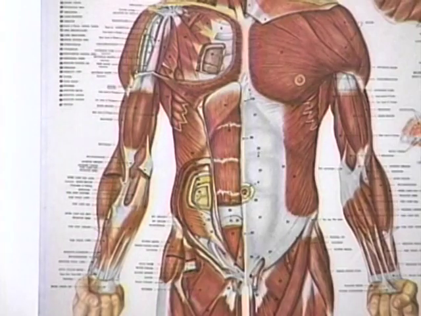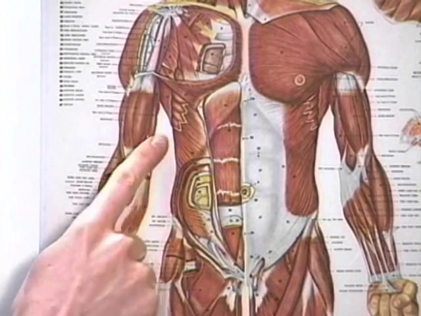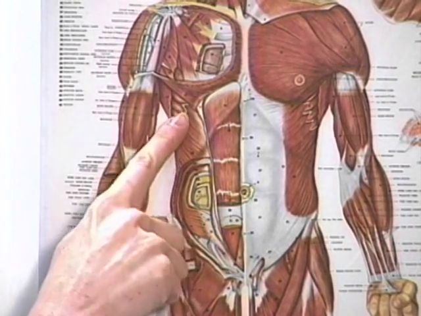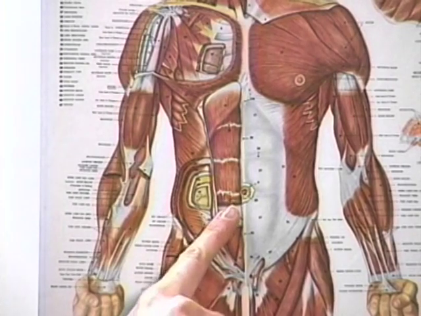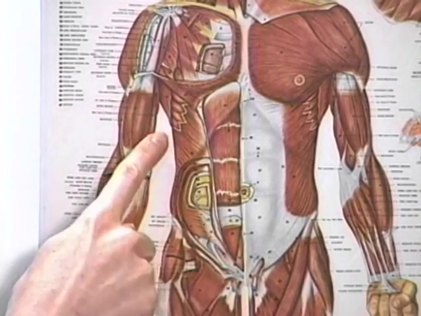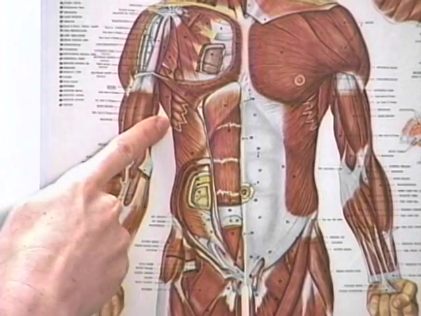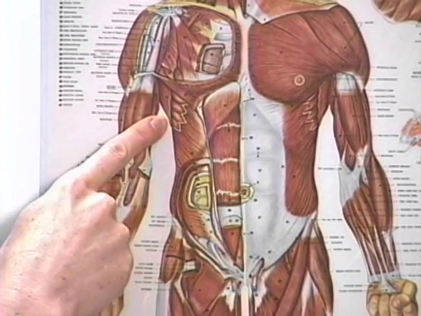As the illustration shows, the external obliques run in an oblique or diagonal fashion, starting at the lateral portion of the ribs, going downward, more towards the abdominal area. And at the top here, we see the interdigitation of the serratus anterior.